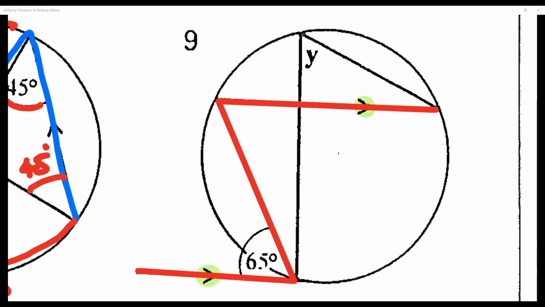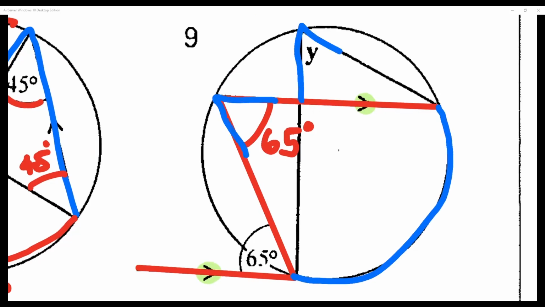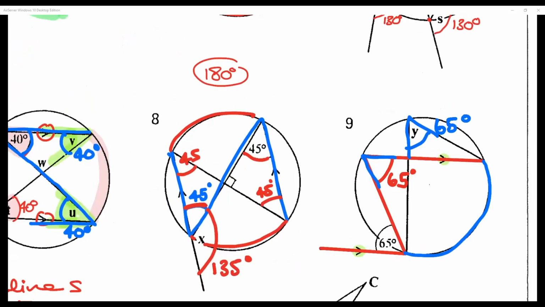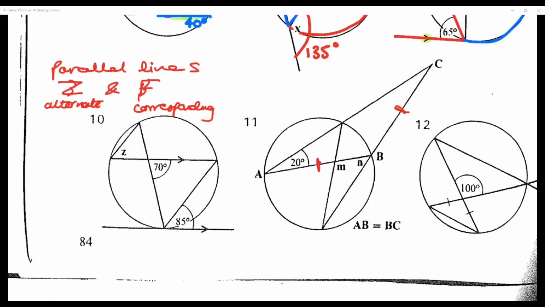So if they're parallel, what arrangement do we have here? Alternate angles are equal. Here's the arc over here, and here are the angles which are on the arc. So that means y is also equal to 65 degrees, because angles on the same arc are equal. Are we happy with that? Okay, question number 10.